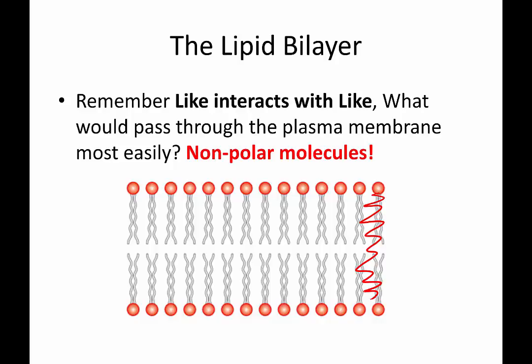In general, nonpolar or hydrophobic molecules can pass through the plasma membrane more easily than polar or hydrophilic molecules. And again, that's because there's so much hydrophobic space in the plasma membrane, or the lipid bilayer, that those molecules need to cross compared to the hydrophilic regions.